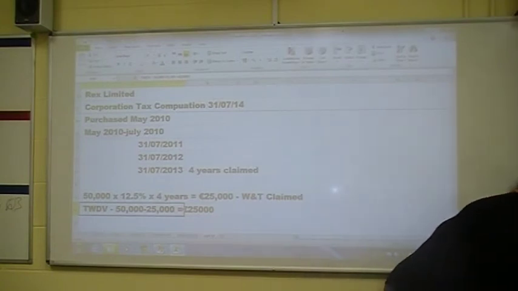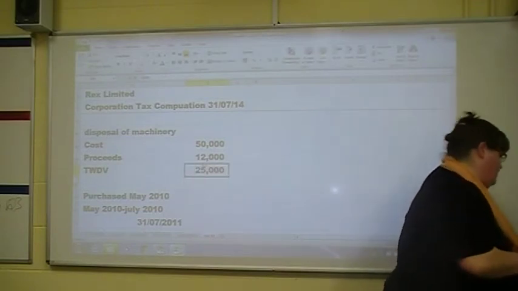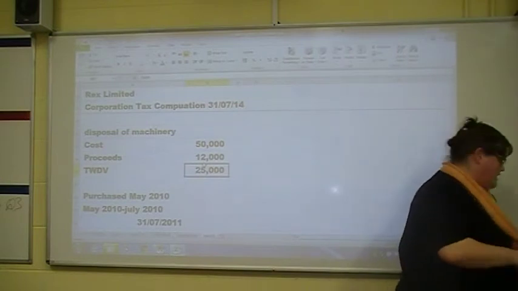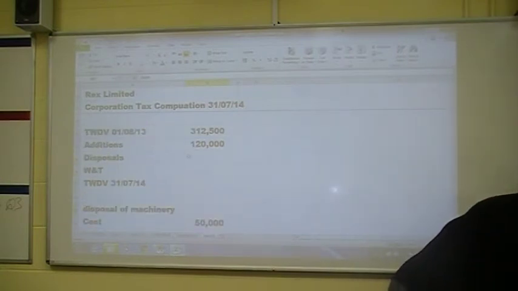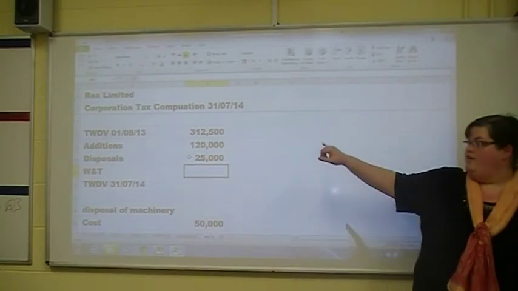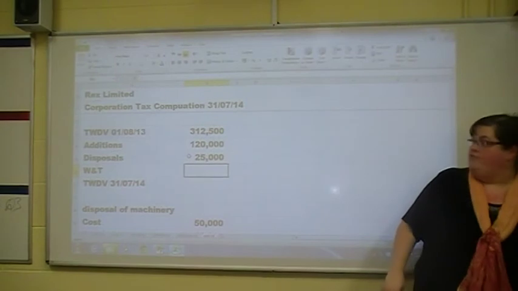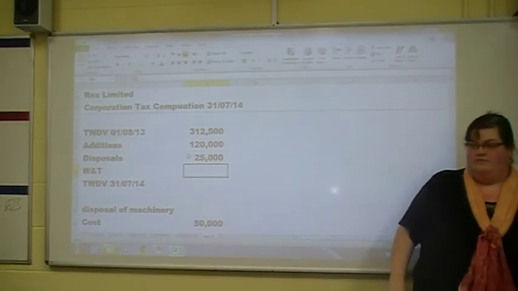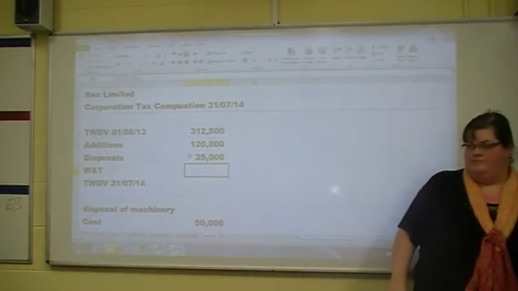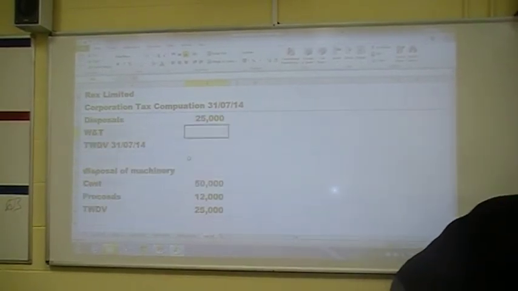Okay, so our tax written down value figure is 25,000. So that's the figure that comes out of your disposal section up here. Okay, because it's like with like, 25,000 tax written down value figure out of our tax written down value figure at the 1st of August. So now we calculate the wear and tear.